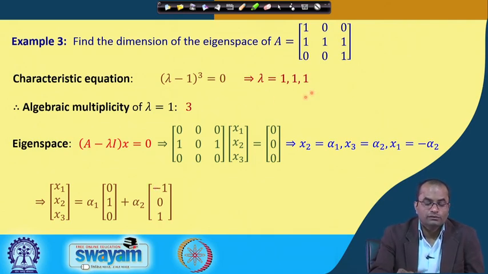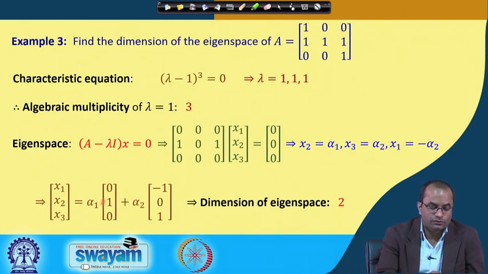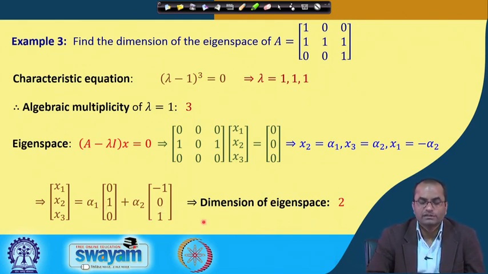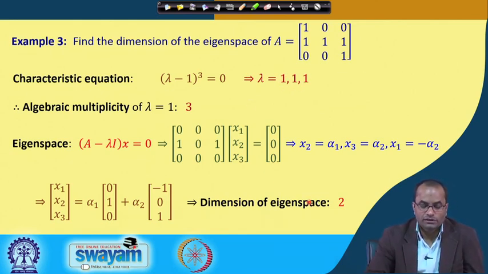So, for eigenvalue 1, which was repeated 3 times, the algebraic multiplicity of lambda equal to 1 was 3, and the geometric multiplicity of lambda equal to 1 is, oh sorry, 2. There are 2 linearly independent vectors. So, the dimension of this eigenspace is 2. Though it was repeated 3 times, we got the dimension as 2, not 3 and not 1, but the possible values here could be 3, it could be 2 as in this case, but it can be 1 as well.